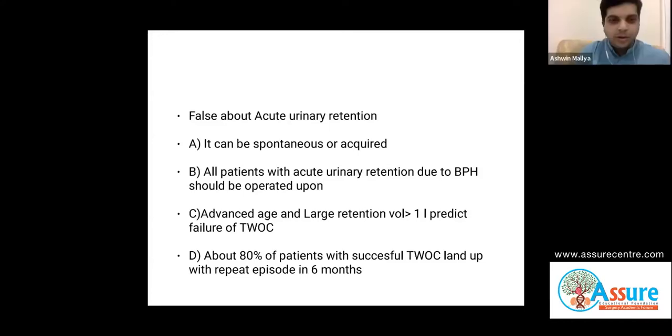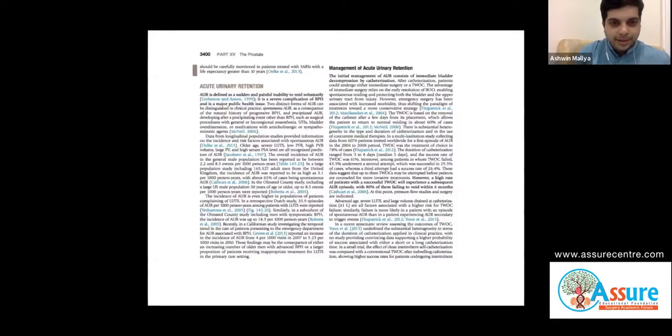Okay, so could you go to the next slide, please? Again, this was the page number, the Campbell reference, which I wanted to refer for this. Next slide, please.